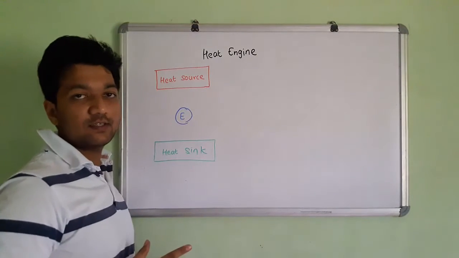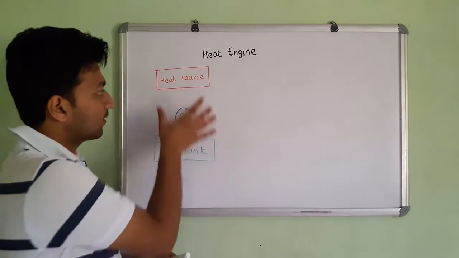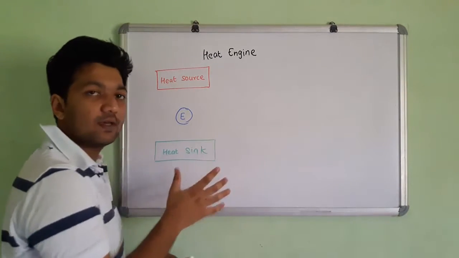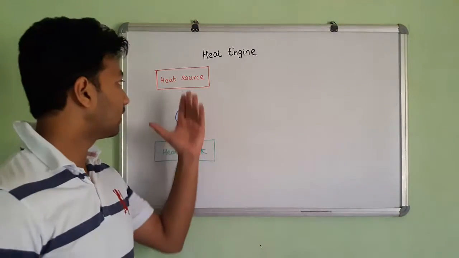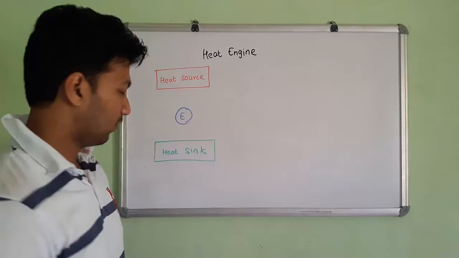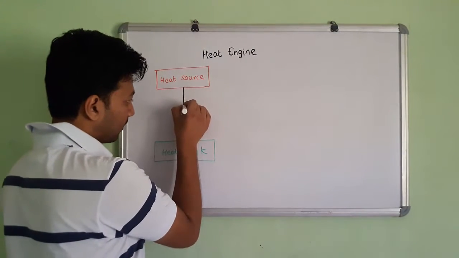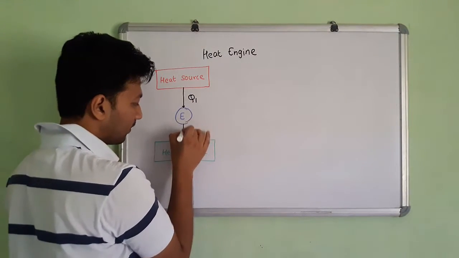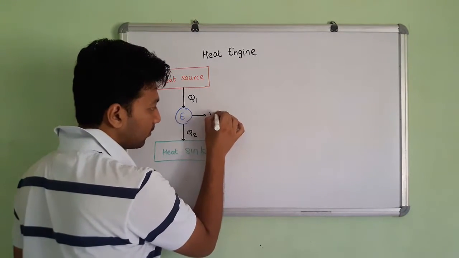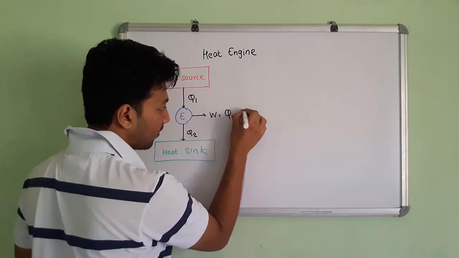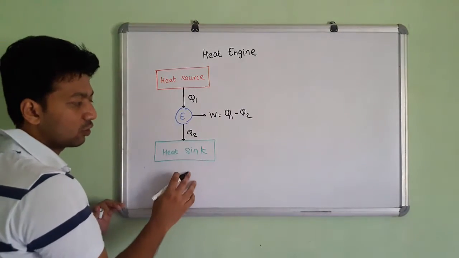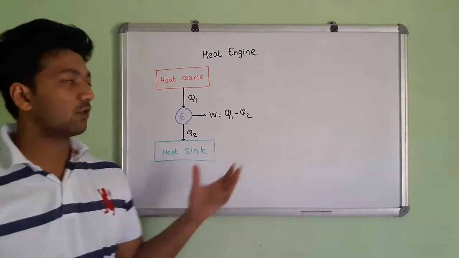Heat engine is the work producing device. It takes the heat from the heat source and produces some amount of work, and the remaining heat is transferred into the sink. No 100% work can be produced from the heat source. So we have the heat transfer Q1. The heat transferred to the sink is Q2, and it provides some work W, that gives us Q1 minus Q2. This is the schematic diagram for the heat engine.